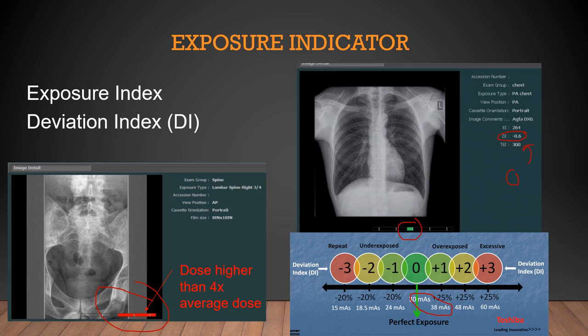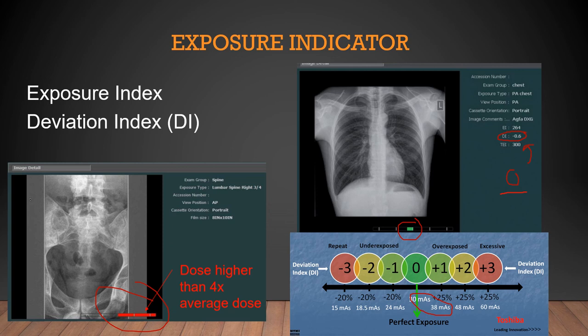Now, I have a system in my hospital that is a DI system. DI is deviation index. The difference between the actual exposure and the targeted exposure expressed in a logarithmic fashion. The DI determines whether the image is under or overexposed. So the sweet spot for a DR system that uses a DI number is going to be zero. That is a perfectly exposed image, is zero. If you have an overexposed patient, you are going to have a positive DI number. So if you have a DI of one, that means you've overexposed your patient by 25%. If you have a negative number, you've underexposed the patient by 20%.